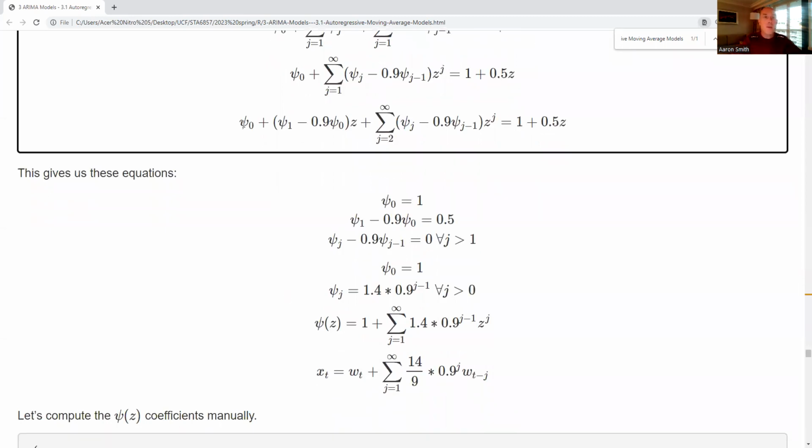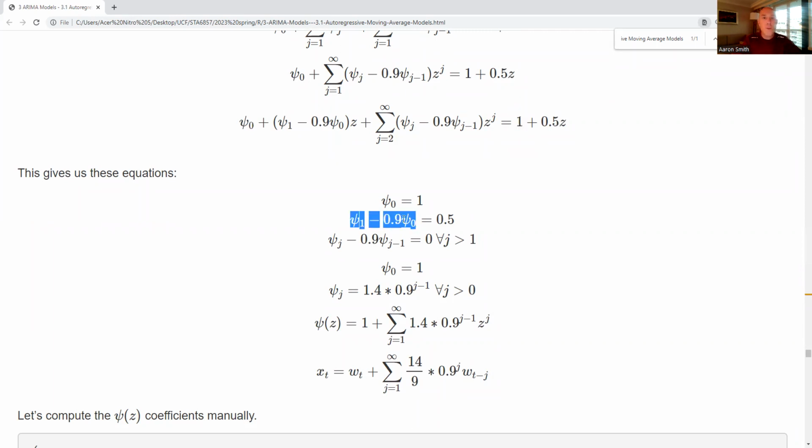So I know that psi of 0 is equal to 1. I know that this coefficient, when I have a power of 1 to z, it has to equal this coefficient of a half. Boom, I've got that. And now I have this equation. Now, if I look at this for a moment, I'll realize that's equivalent to multiplying the previous value by 0.9. Huh. Well, if I just sat down and started writing this out, pencil and paper, which is what I did, I'll quickly realize that this gives me a formula. Psi sub j is equal to 1.4 times 0.9 to the power of j minus 1 for all j greater than 0.